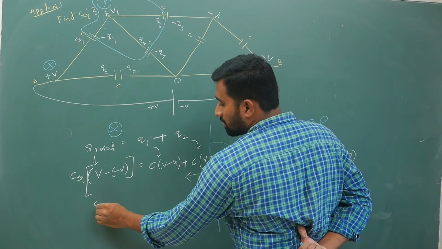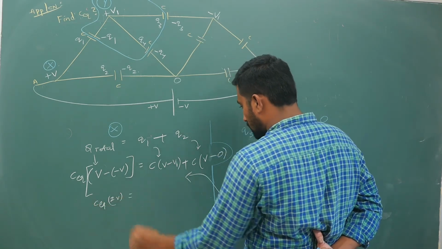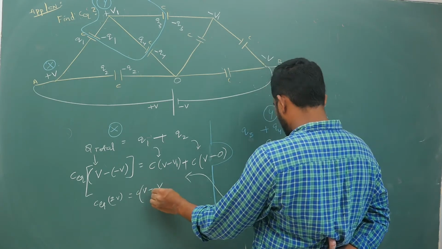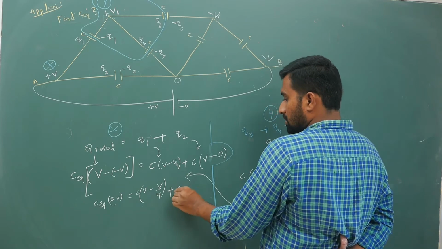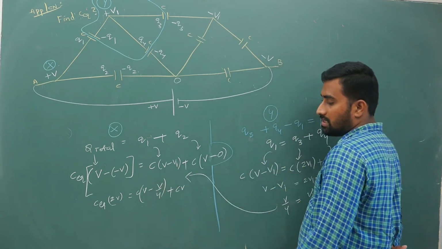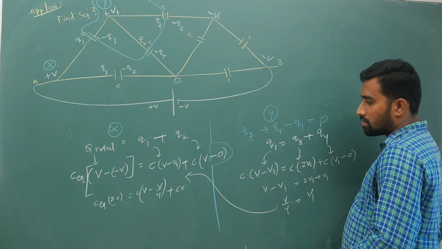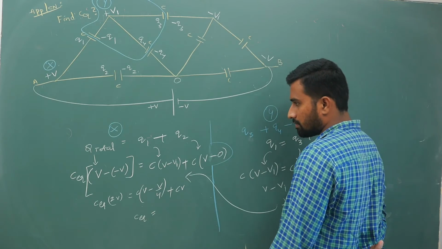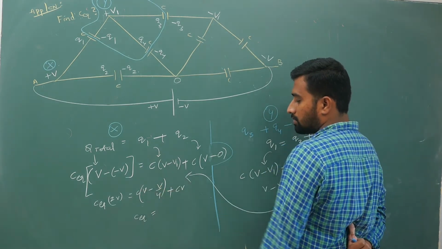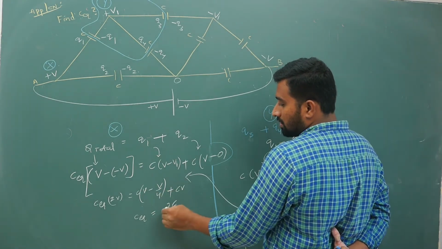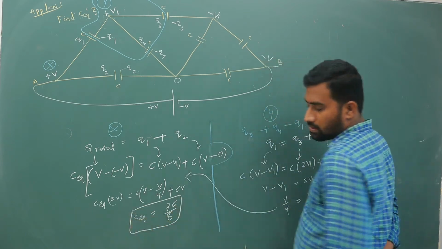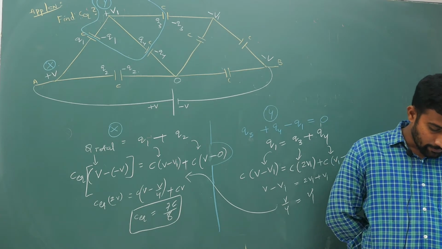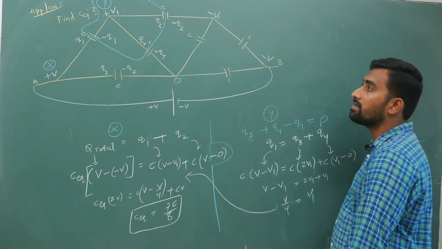Anyhow, let me simplify. C equivalent times 2V is equal to V minus V1. So that is C times V minus V by 4, plus C times V. 4 minus 1 is 3, 3 plus 4 is 7. So 8V you are going to get. So your C equivalent is 7C by 8. Your equivalent capacitance you are going to get as 7C by 8 if you simplify it properly.